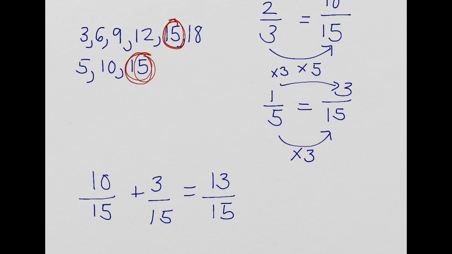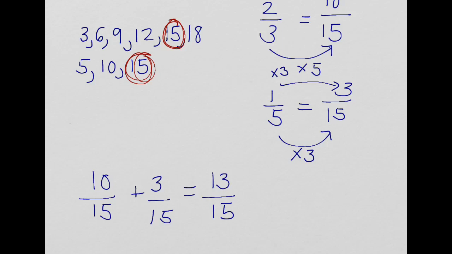Need to just check, can I simplify that? Can I write it in a simpler form as an equivalent fraction? No, I can't, because 13 is a prime number, so therefore there isn't going to be a common factor for both 13 and 15 other than the number 1, and that would not simplify a fraction.